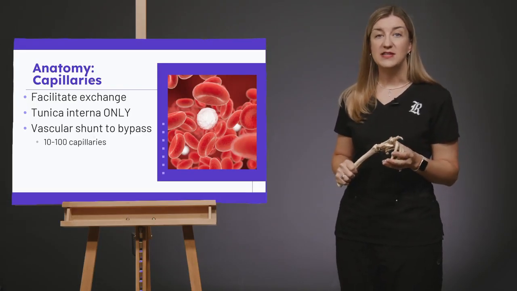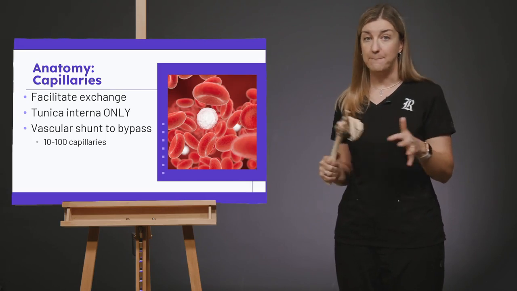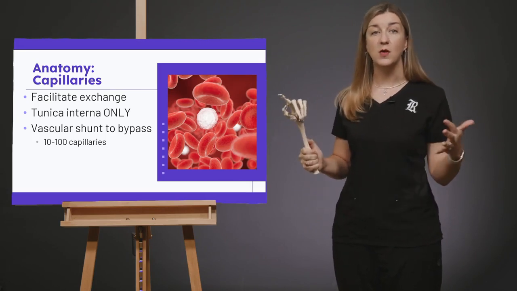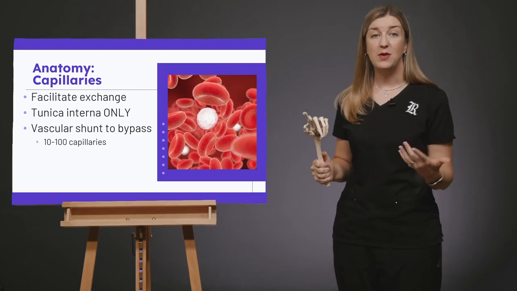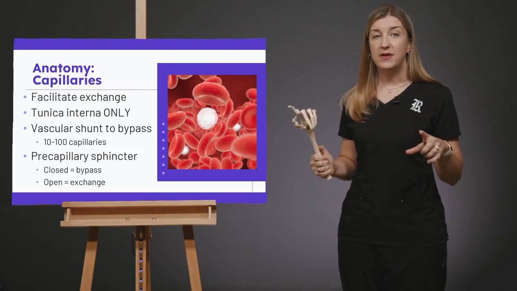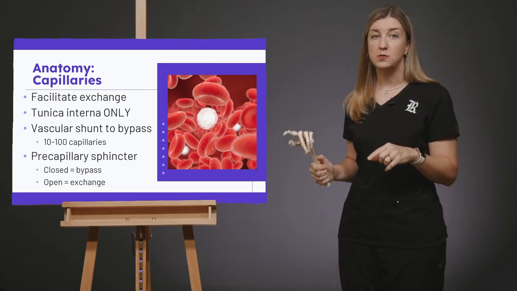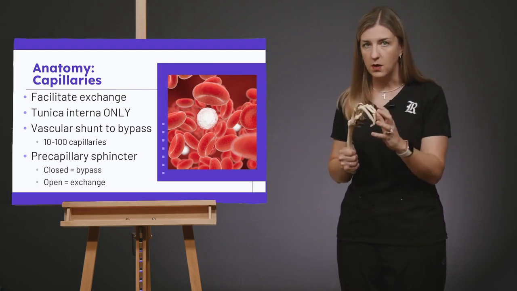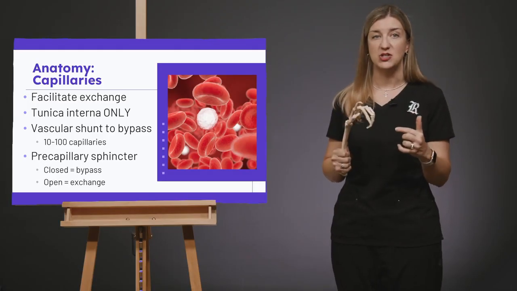Capillaries also have vascular shunts, which provide the option to bypass that particular area and forego exchange. In fact, you can have anywhere from 10 to 100 capillaries attached to each vascular shunt. The precapillary sphincters are circles of vascular smooth muscle that open or close to allow or bypass exchange respectively.